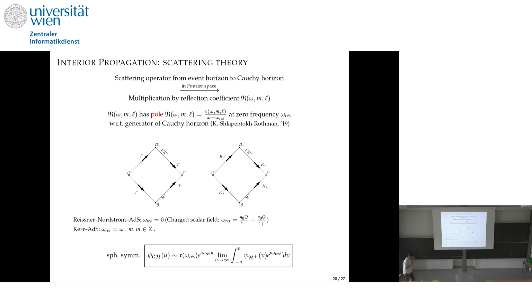One final word to the scattering poles, because I think they're very cool, is that there could be that they conspire to actually not have the pole. And in fact, if you look at the Reissner-Nordström solution, no cosmological constant, no Klein-Gordon mass, and then you compute those transmission coefficients, they don't have a pole.